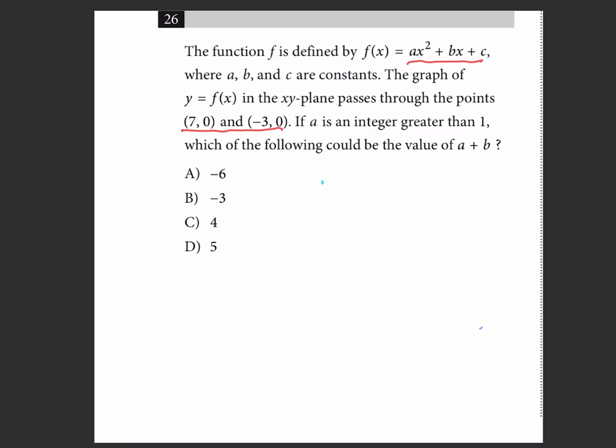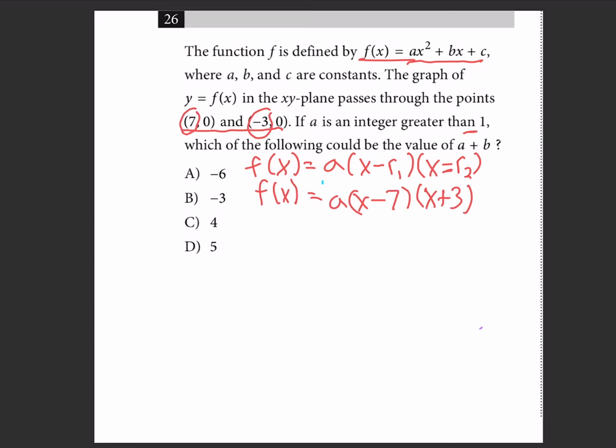So we can write this model in the form f of x equals a, and then this is when we do x minus the first root, r being the root, times x minus the second root. Well, the roots, or the zeros, we have are 7 and negative 3. So what we would do here is multiply this out. I'm going to leave the a here, and I'm going to multiply the x minus 7 and the x plus 3. When I do that, I get x squared minus 4x minus 21.